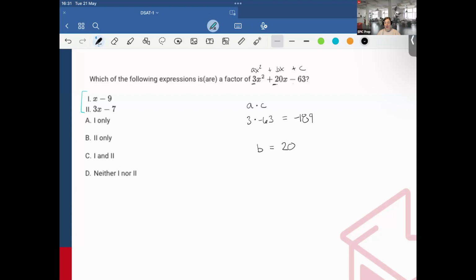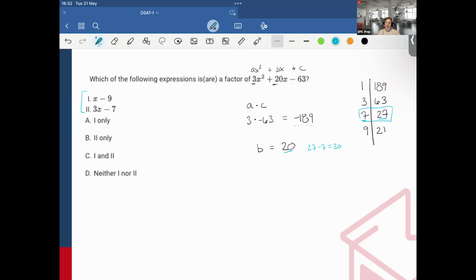So next we need to look at all the factors of 189. The factors would be 1 times 189, 3 times 63, we already saw that. There's also 7 times 27. I think that will be the winner. And there's also 9 times 21. But I can see 27 minus 7 will give me 20. So I can get my b value. And then 7 times 27, or times negative, will give me negative 189.